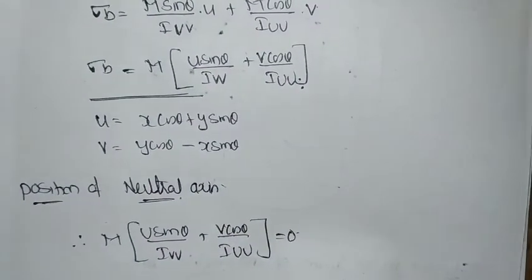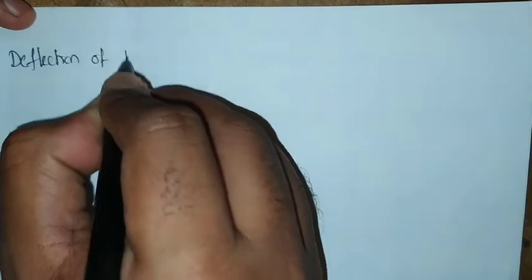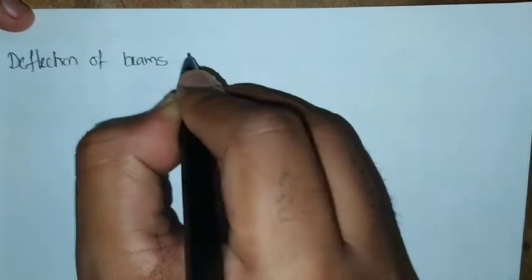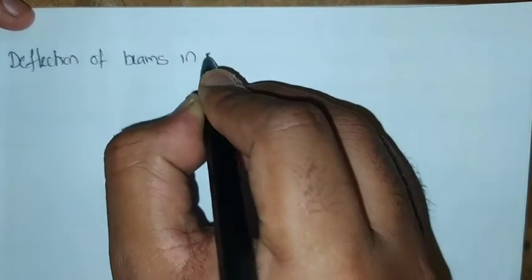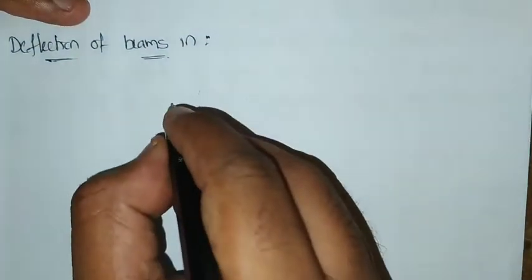So next we have to find out the deflection in the beams, in unsymmetrical beams. So now we will find out the deflections. Deflection of beams in unsymmetrical sections. For this the same figure we are going to consider.